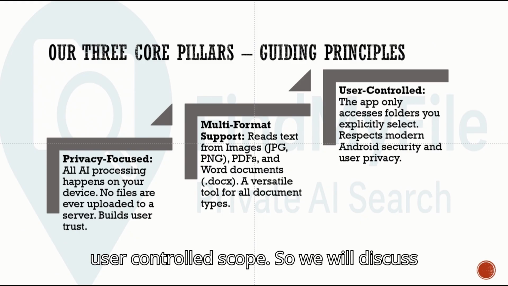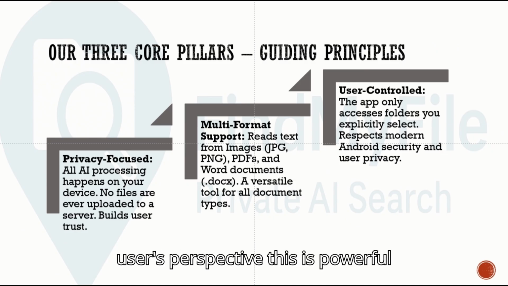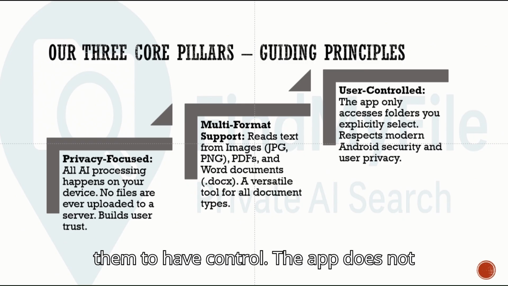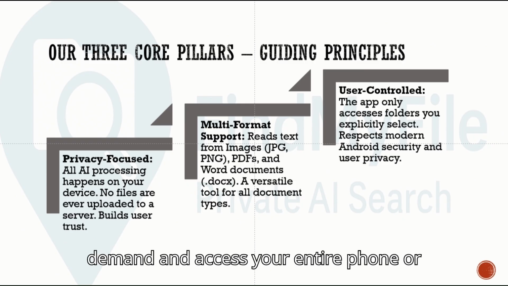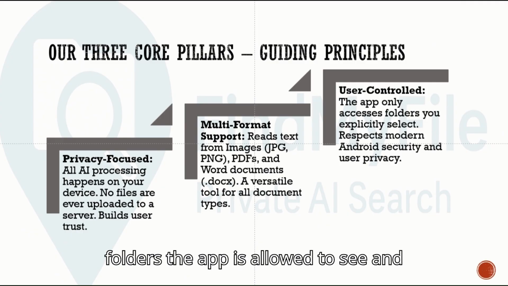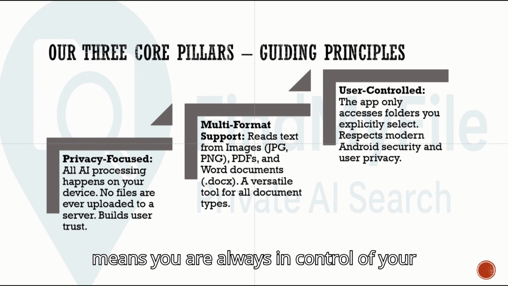And third is user-controlled scope. So we will discuss this in detail later. But from the user's perspective, this is a powerful feature because it allows them to have control. The app does not demand access to your entire phone or all the folders. You can decide which folders the app is allowed to see and which it does not have access to. This means you're always in control of your data.